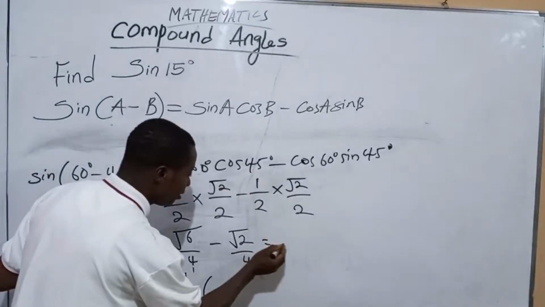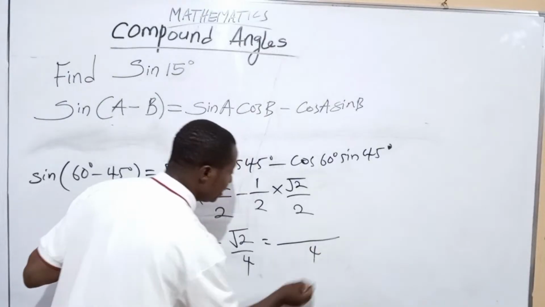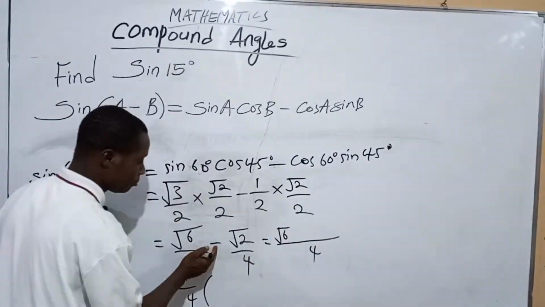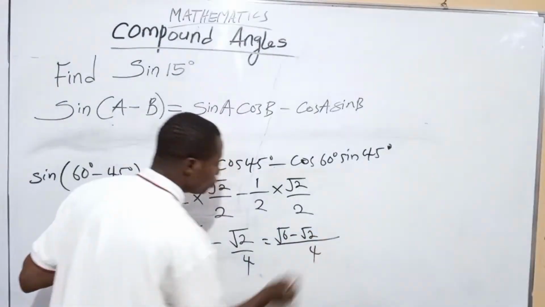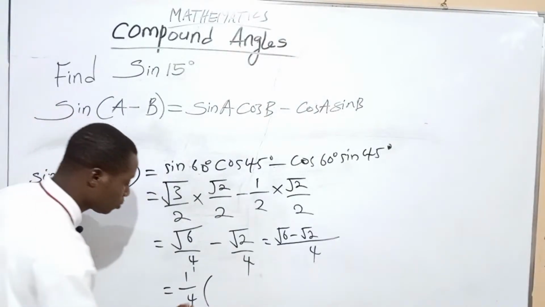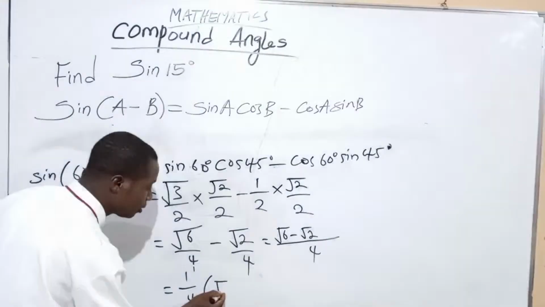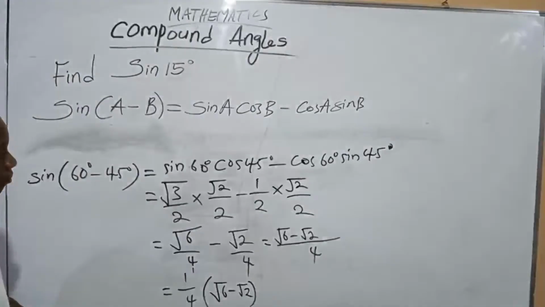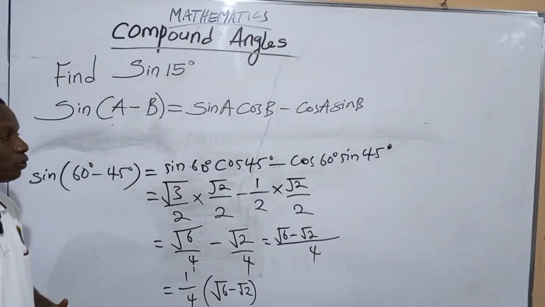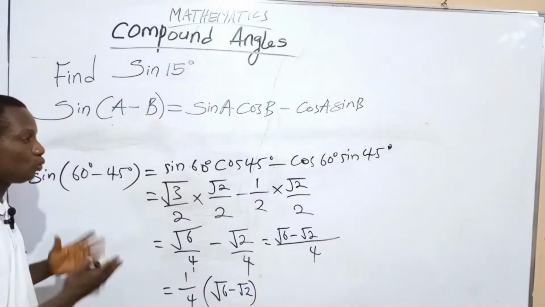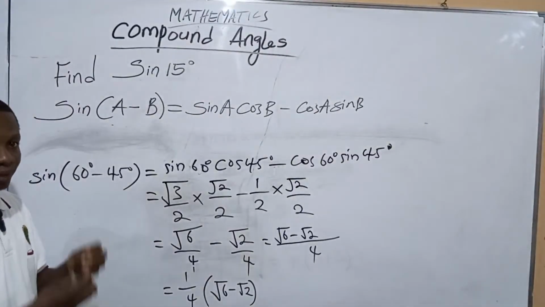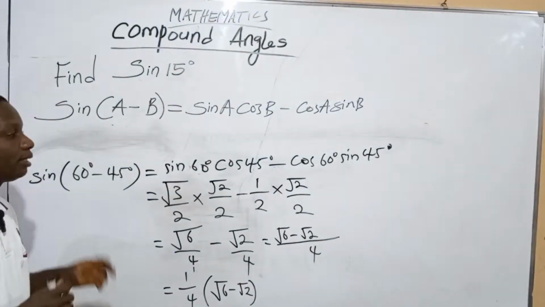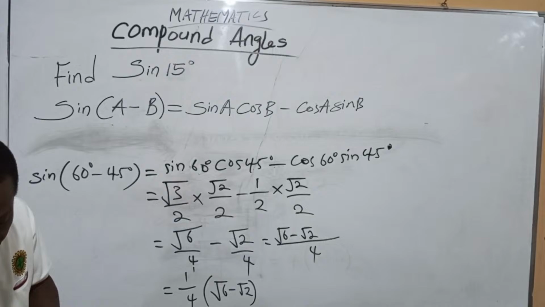In case you don't understand, let me follow this pattern here. The LCM is 4, and this is root 2. This is root 6 minus root 2. So that will give us 1 over 4 times the bracket of root 6 minus root 2. This is how simple it is. So this or the other one will give you the same results. That is the mathematical test. This is how to check if you actually got it right or wrong. So always learn to use any available method as long as it is going to give you the same answer.